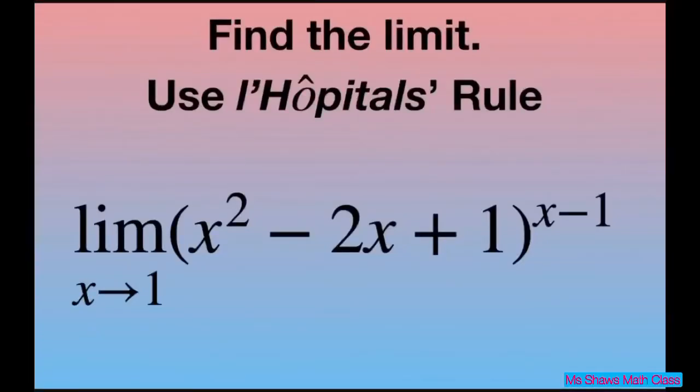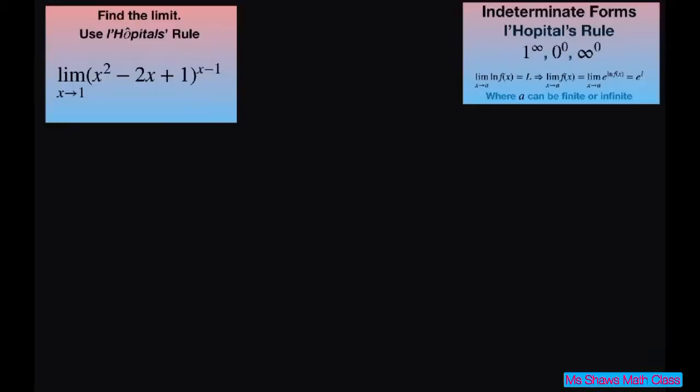Everyone, we're going to find the limit using L'Hopital's rule. We have the limit as x approaches 1 of (x squared minus 2x plus 1) to the power of x minus 1. So let's look and see what we have before we get started, which form we have.